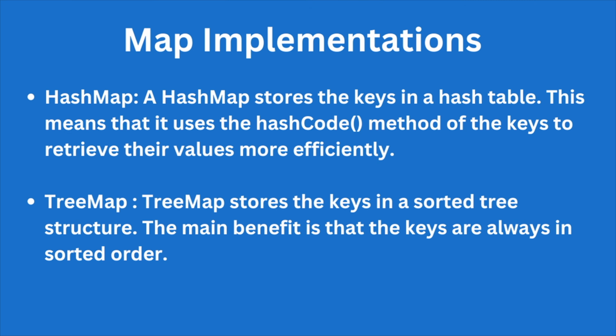Alright. Now let us look at some of the map implementations. First we have the HashMap class. A HashMap stores the keys in a hash table, and it simply means that we use the hashcode method of the keys to retrieve their values more efficiently. And next we have the TreeMap class. A TreeMap stores the keys in a sorted tree structure, and the main benefit is that the keys are always in a sorted order.